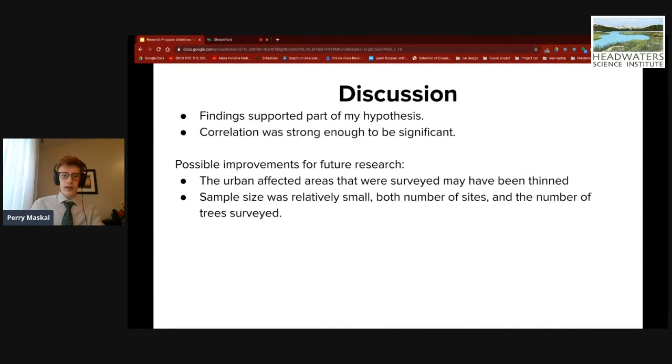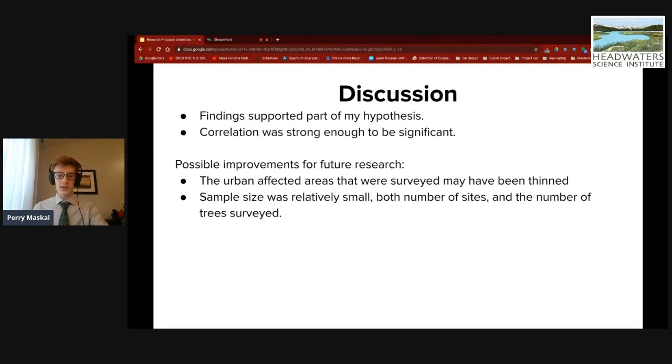So, discussion. My findings did support part of my hypothesis, that being that raised soil salinity will show an increased amount of infestation rate, but it did not show correlation between urbanization and raised soil salinity. The correlation was strong enough to be statistically significant.